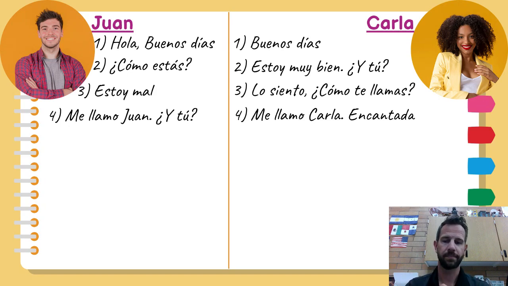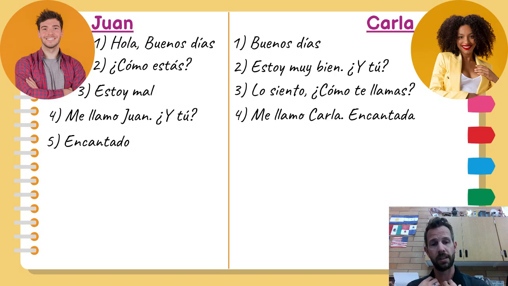Nice to meet you. Juan responds with encantado. Notice his ends in an O because he is pleased or enchanted to meet her. And he's a boy, so he says encantado. Doesn't matter if he's talking to a boy or a girl or whatever. He will always say encantado. Okay, boys, you will always say encantado.